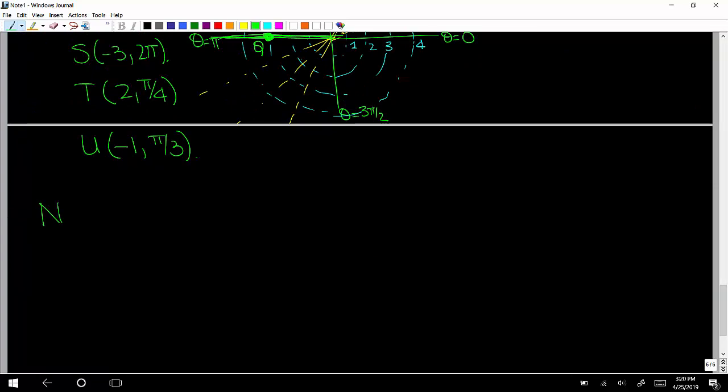So let me put that down as a big note. Note, points in polar coordinates are not unique.